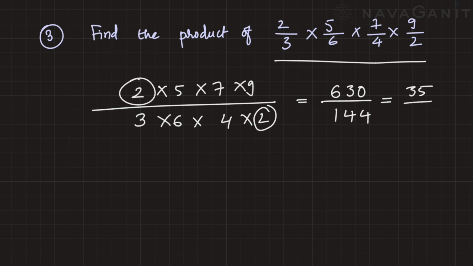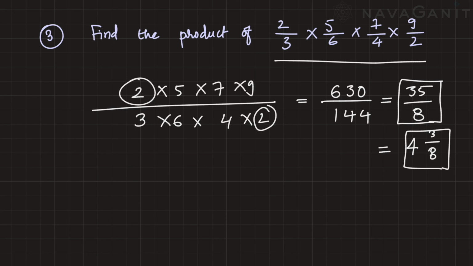35 by 8, because 18 is common in the numerator and denominator. So now this I can convert it further into a mixed fraction as 4 3 upon 8. So this is the product of these 4 rational numbers.